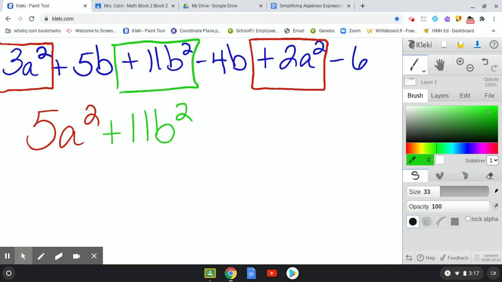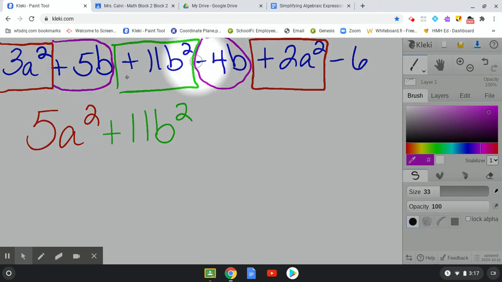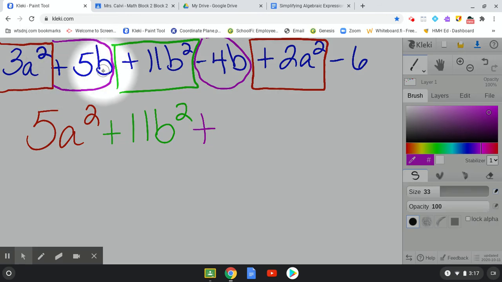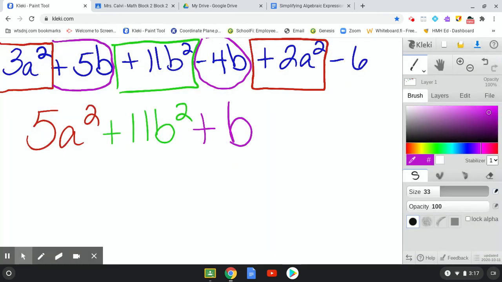And let's see, I have a positive 5b and I have a negative 4b. Those are like terms. So I have to think of my integer rules. My signs are different. I'm going to subtract and take the sign of the larger number. So 5 is larger than 4, and 5 has an addition sign, positive, right? So I know it's going to be positive, and now I'm subtracting. 5b minus 4b would give me a 1b, but remember what we said. If it's going to be a 1, we're not putting the 1, we're just putting the variable.